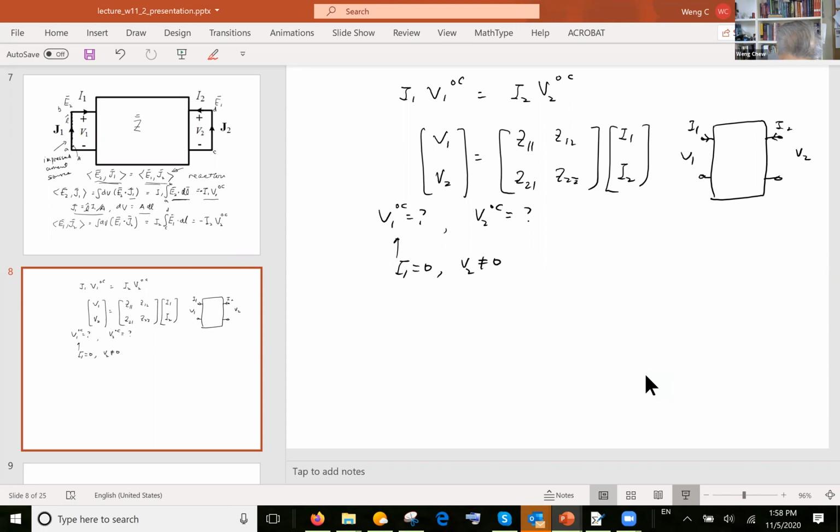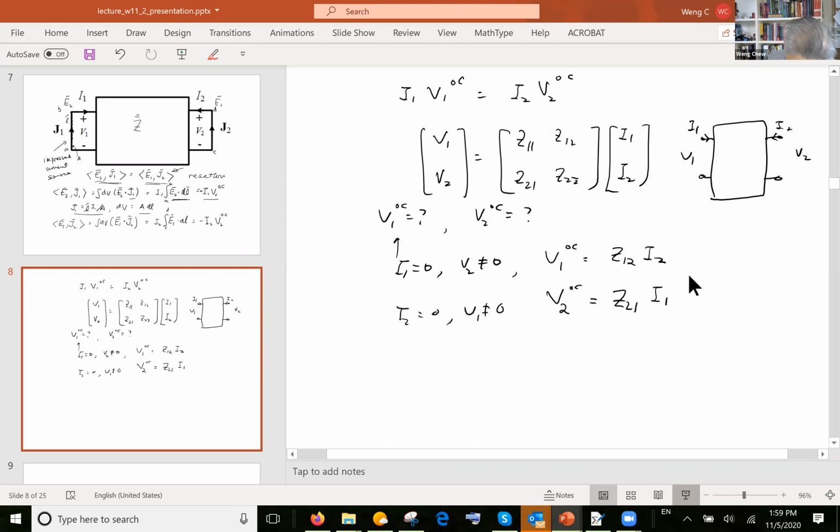When you do that, then V1 open circuit would be the case when I1 is equal to 0. So you multiply this out, it would be Z12 I2. And then similarly, you can show that V2 open circuit is the same experiment where you let I2 be 0, and then V1 is not equal to 0. And then if you go to this simple relationship again, it is Z21 I1. So V1 open circuit is given by that, and V2 open circuit is given by that from circuit theory.